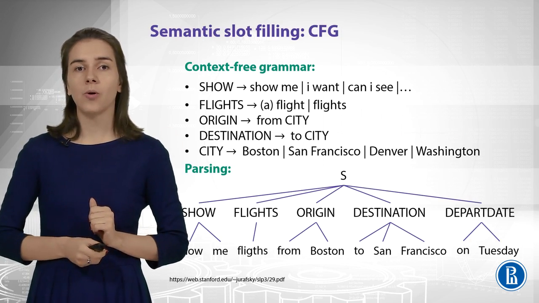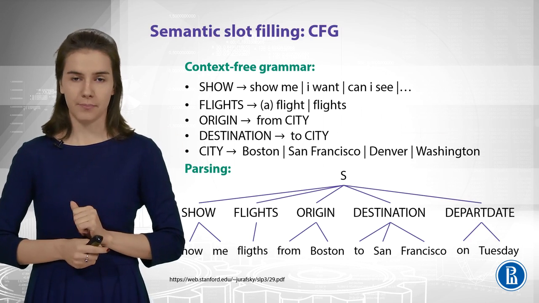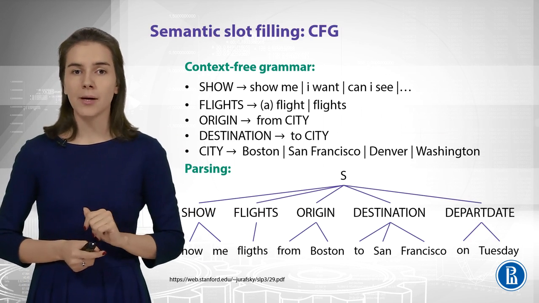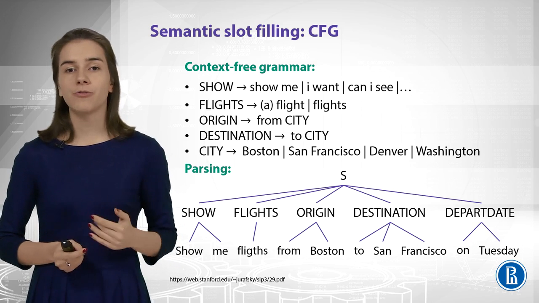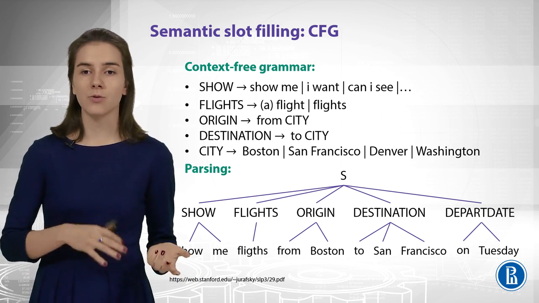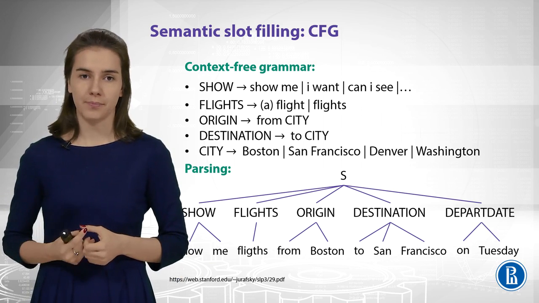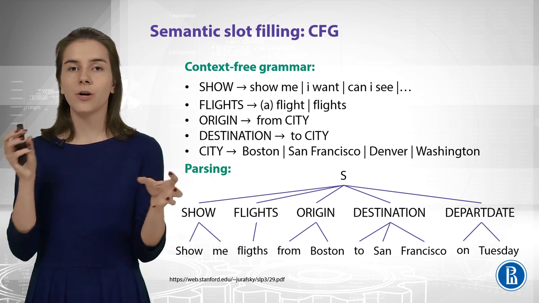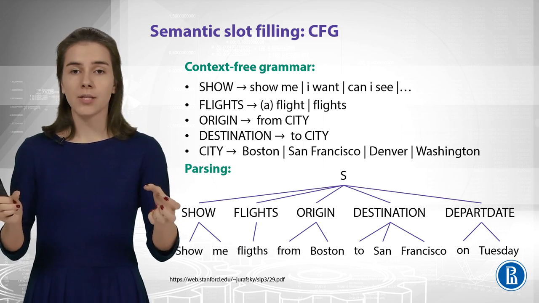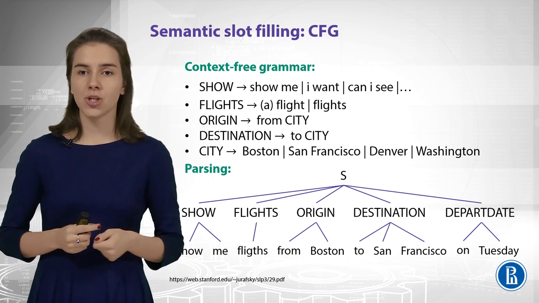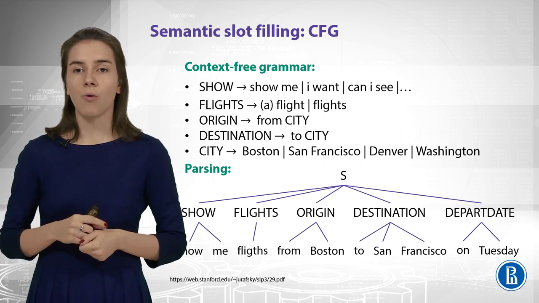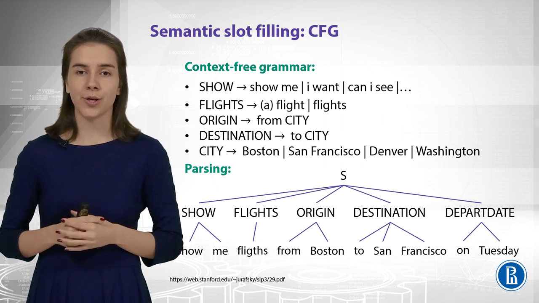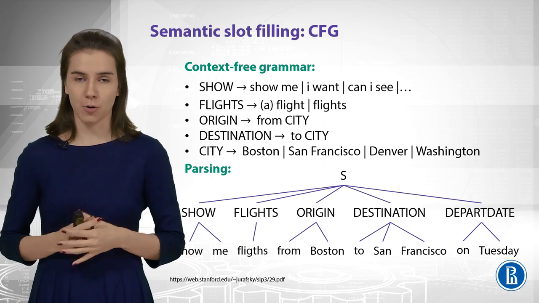The task would be called semantic slot filling. So you can see the query in the bottom of the slide, which says, show me flights from Boston to San Francisco on Tuesday. So you have some sequence of words, and you want to find some slots. So the slots would be destinations or departure or some date and something like that. And to fill those slots, you can use different approaches.